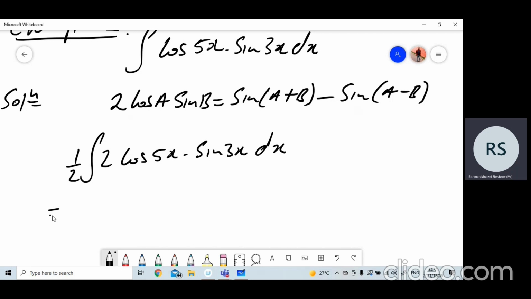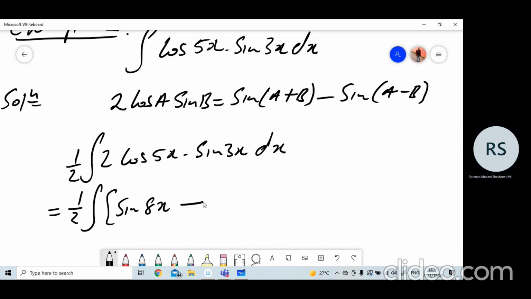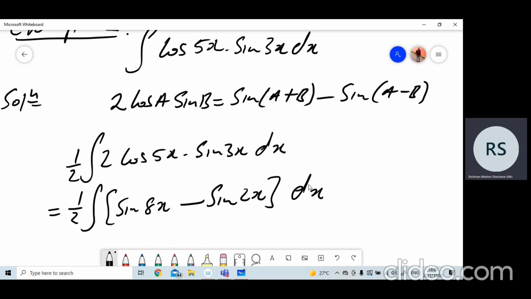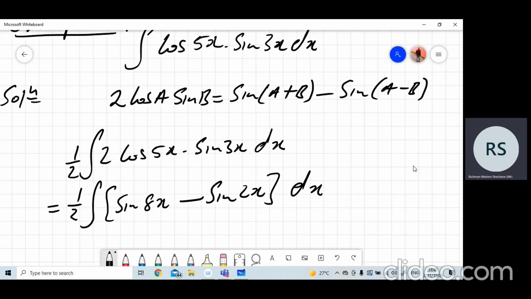Okay, this would be 1/2 integral. This 2 cos A sine B is sine of A plus B, so the sine of 8x. And then minus, according to the formula, sine of A minus B. We said A is 5x and B is 3x, so 5x minus 3x is 2x. And then dx. And then just integrate this.